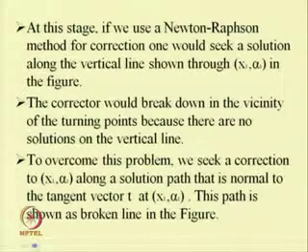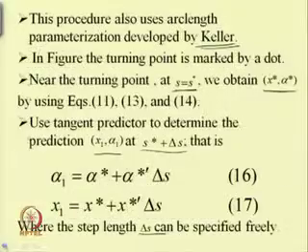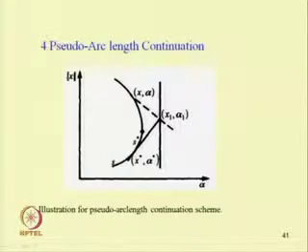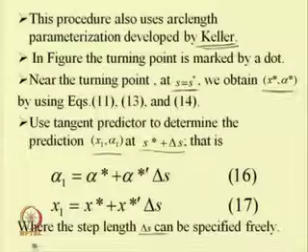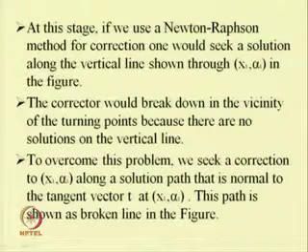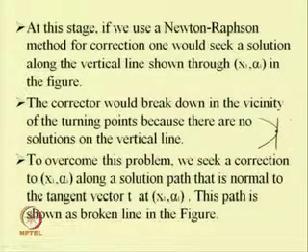At this stage, if you use a Newton-Raphson method for correction, one would seek a solution along the vertical line shown. But the corrector would break down in the vicinity of the turning point, because there are no solutions on the vertical line, as we have the saddle node bifurcation point. So, along this vertical line there will be no solution, and this will break down.